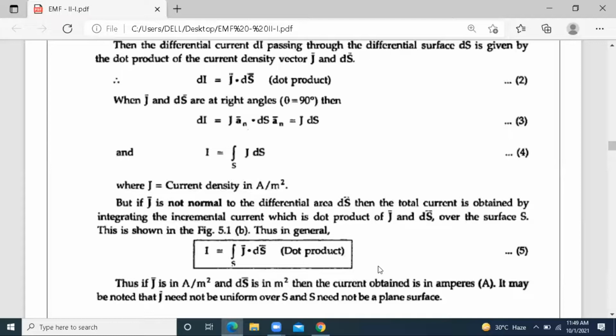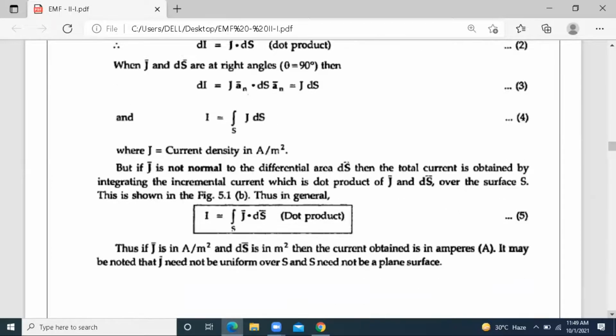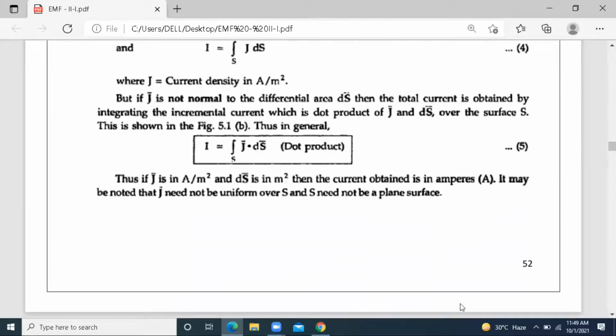Thus J is in amps per meter squared and ds is in meter squared. Then the current obtained is in amperes, A.